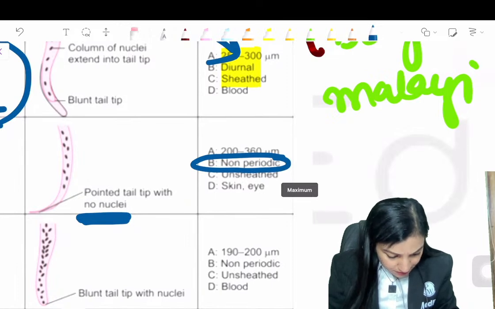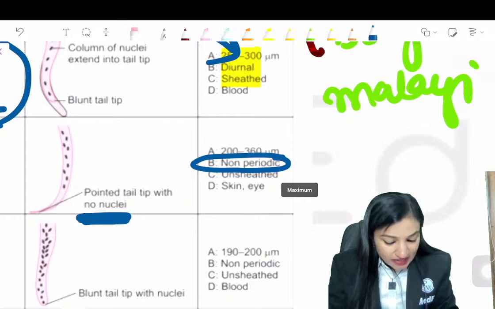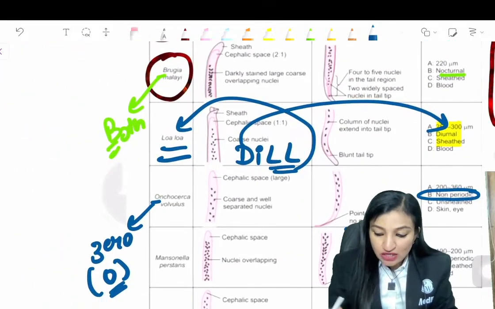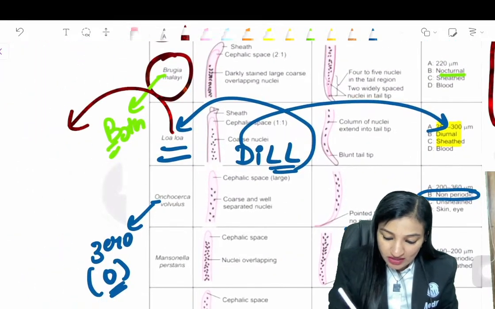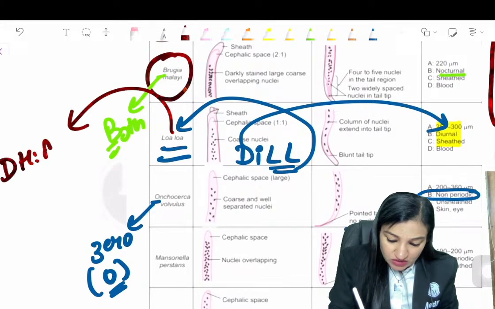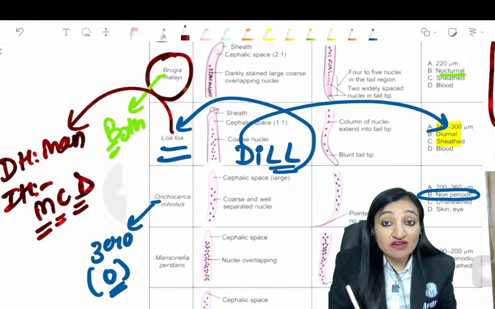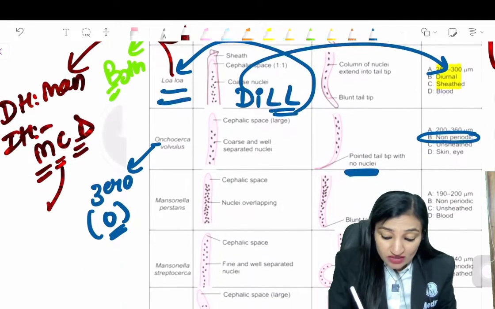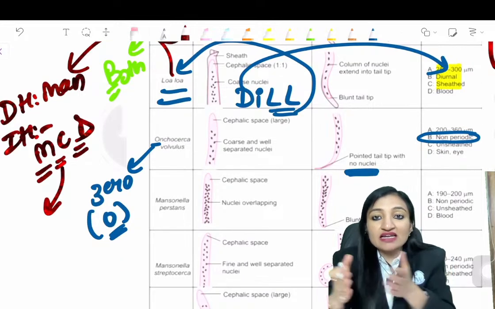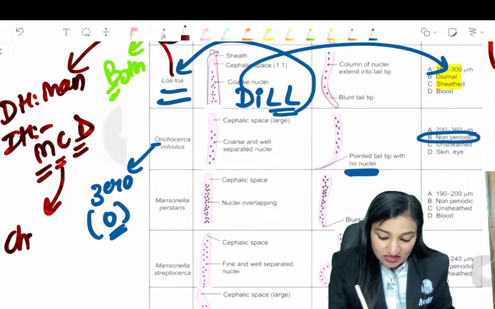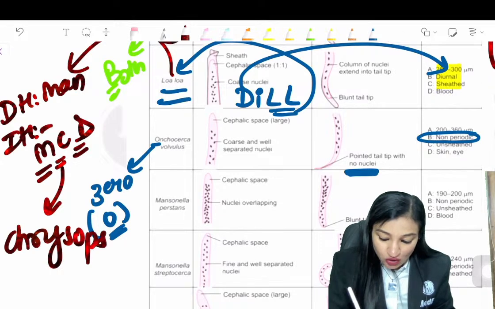A vector of what? Oh yes, acha, you are asking about Loa loa. Yes, in case of Loa loa, remember, the definitive host is man, and the intermediate host is, remember, Municipal Corporation of Delhi: mango fly or Chrysops or deer fly. Please do not confuse this C with Cyclops. Cyclops is there in water. Chrysops is going to fly. So this is Chrysops and not Cyclops.